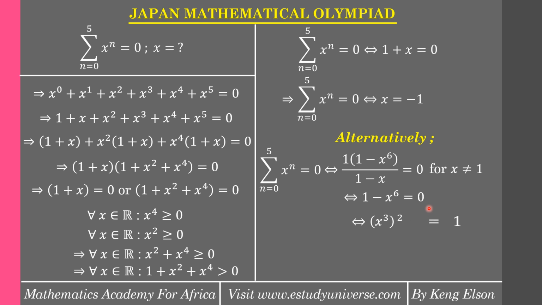Alright, so cross multiplying by 1 minus x, we are left with 1 minus x to the power 6 equal to 0, which means x cubed all squared is equal to 1. And if x cubed all squared is equal to 1, it therefore means that x cubed will be equal to plus or minus 1, but since x cannot be 1, then we just have x cubed equal to -1. Now, what's the value of x? It is the cube root of -1, a number that when you cube it, you get -1, and -1 is the only number that does the job. So the value of x is equal to -1 in the first method and in the second method.